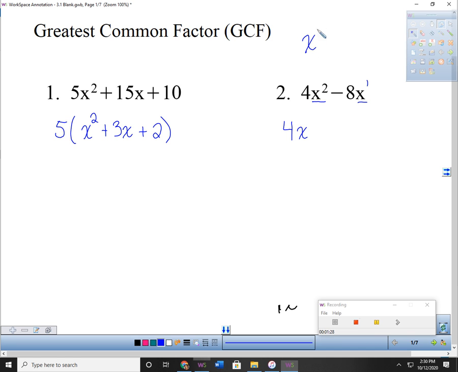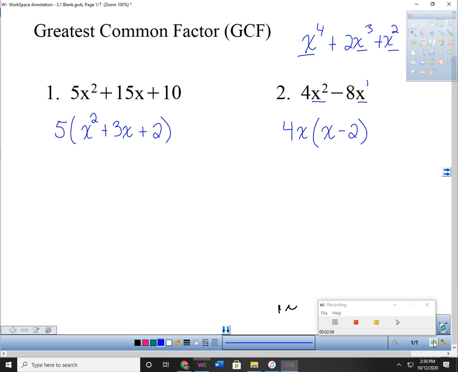So let's say that I had like this. I have x to the fourth, x to the third, x to the second. I can remove 2, so an x squared, from every single term, right? So when I do that, 4x squared divided by 4x is x. And negative 8x divided by 4x is negative 2, right? And there you have it, greatest common factor.